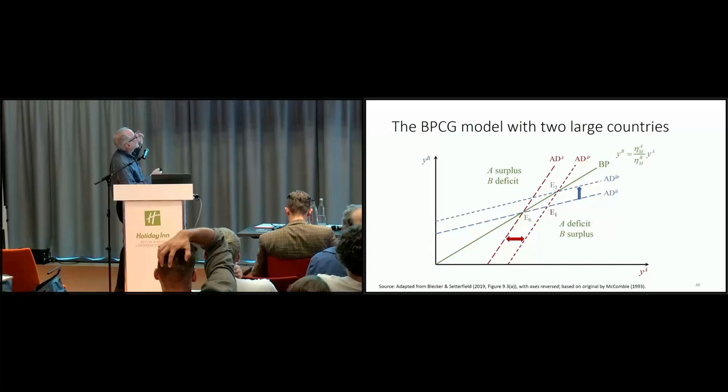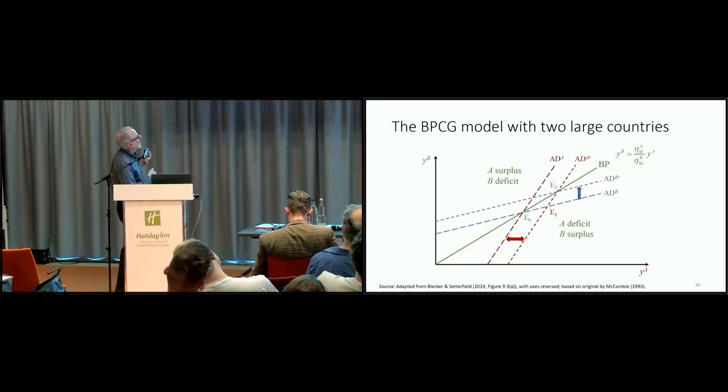If the foreign country does not stimulate, the foreign country's aggregate demand curve stays at this lower blue line, and the equilibrium moves from E0 to E1. That puts you in the region where country A, the home country, has a trade deficit or current account deficit, and B has a surplus. These surpluses and deficits would accumulate over time, creating a big debt of country A relative to country B, which would be unsustainable. So if country B just refuses to budge, then country A will be forced to reverse its stimulus policy and accept the lower growth rate.